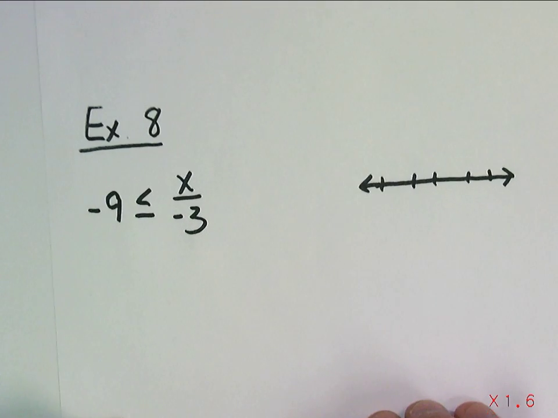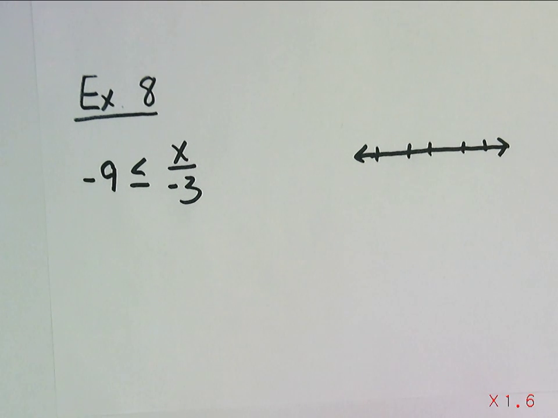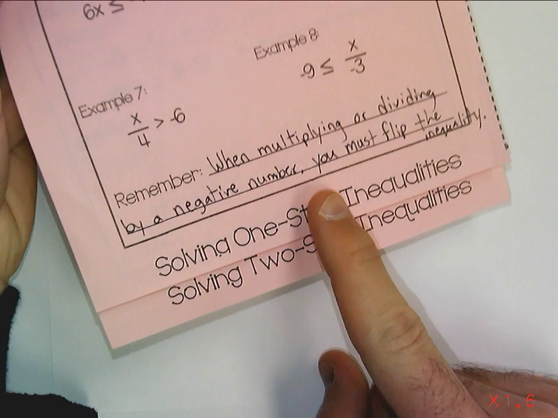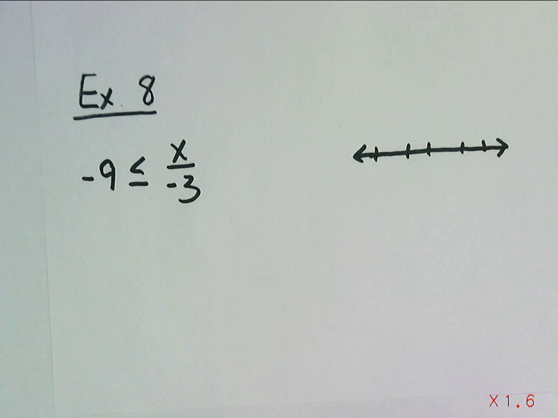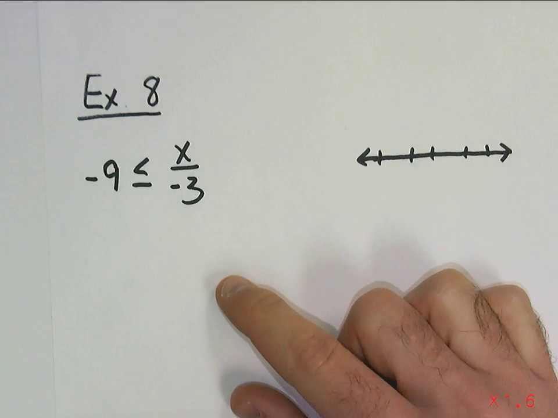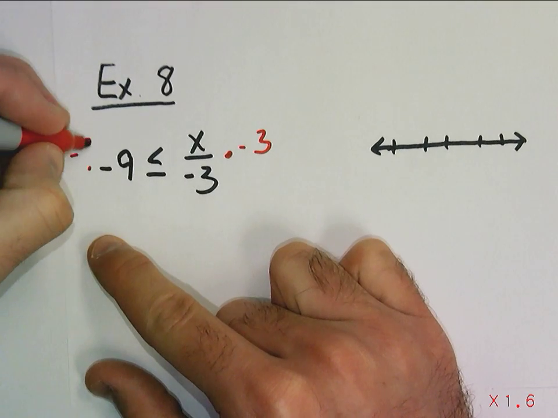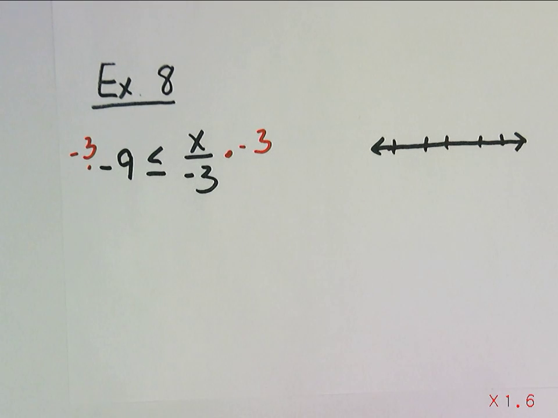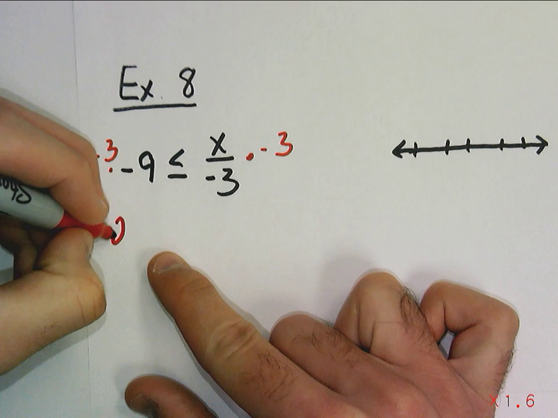So let's take a peek then here at example number 8. And this one will involve the rule that we just talked about. When multiplying or dividing by a negative number, you must flip the inequality. So I'll show you what I mean. So in this case, we have division going on, x divided by negative 3. What I'll need to do is multiply by a negative 3 on both sides. And when I do that, here's what will happen. Negative 3 times a negative 9 is a 27.